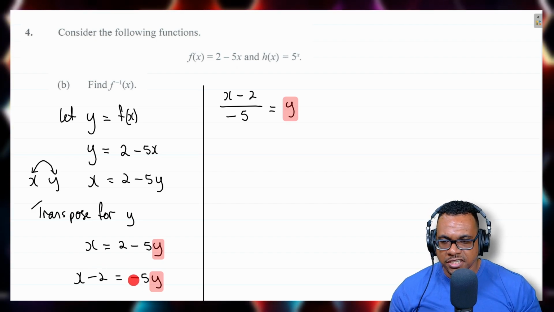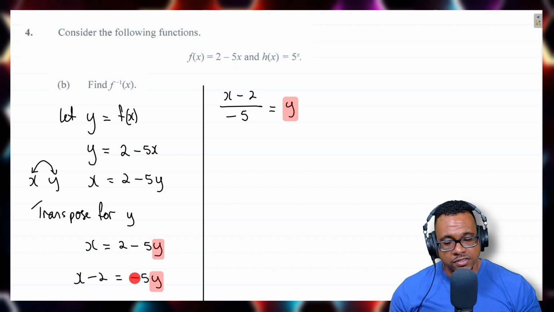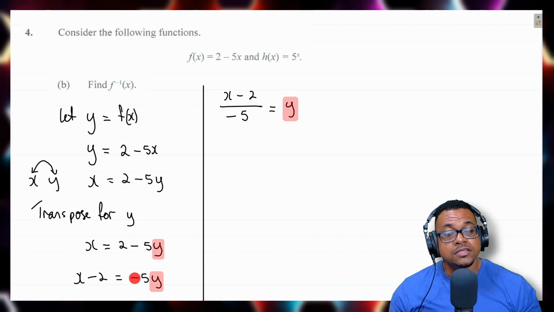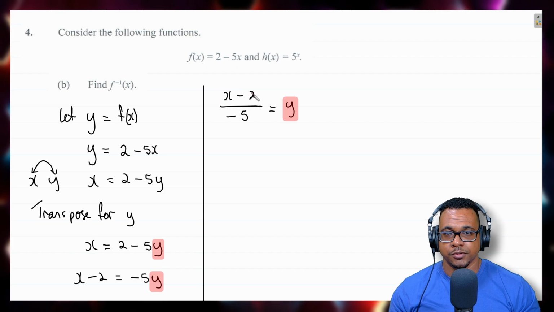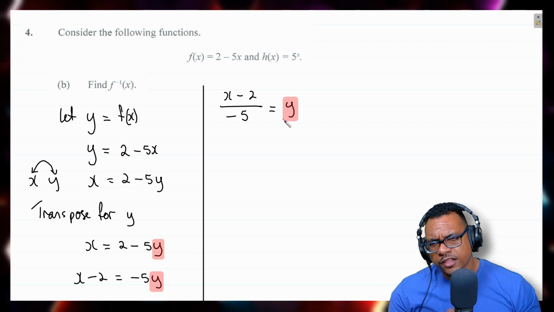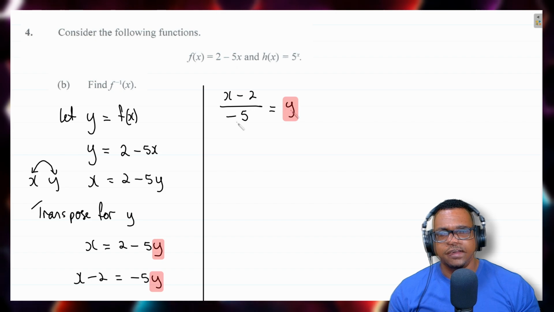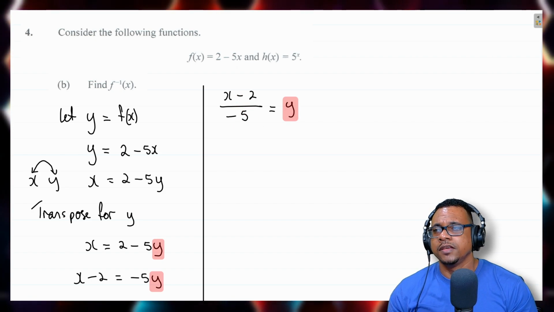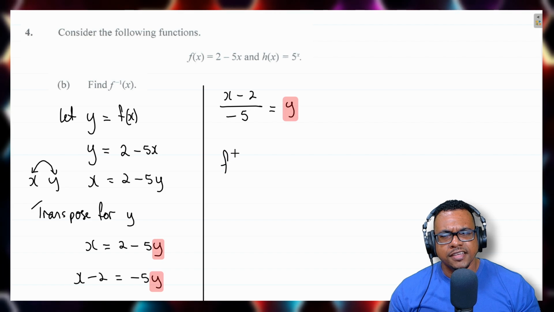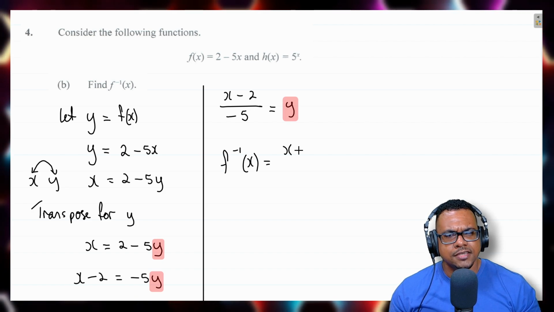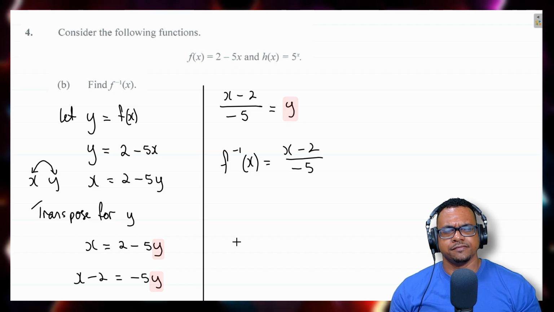So no sign change. This remains negative. What took place is multiplication to division, so negative 5 went under the x take away 2. And now that we have y by itself, we have transposed for y. Therefore, this here would be our inverse function. So f inverse x is equal to x take away 2 divided by negative 5.